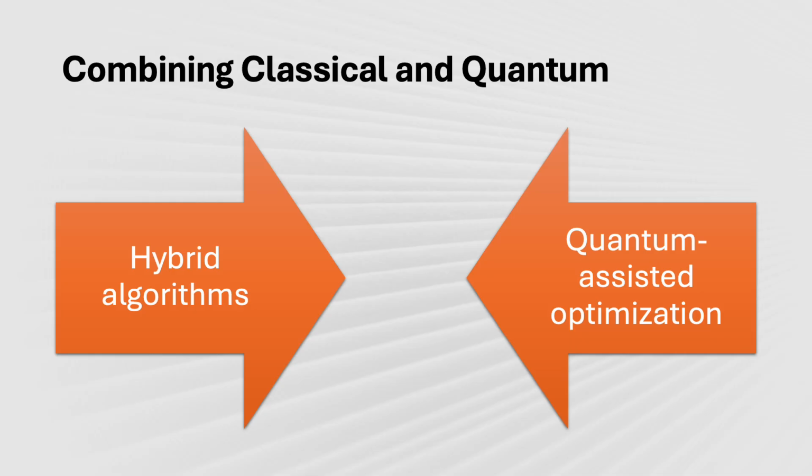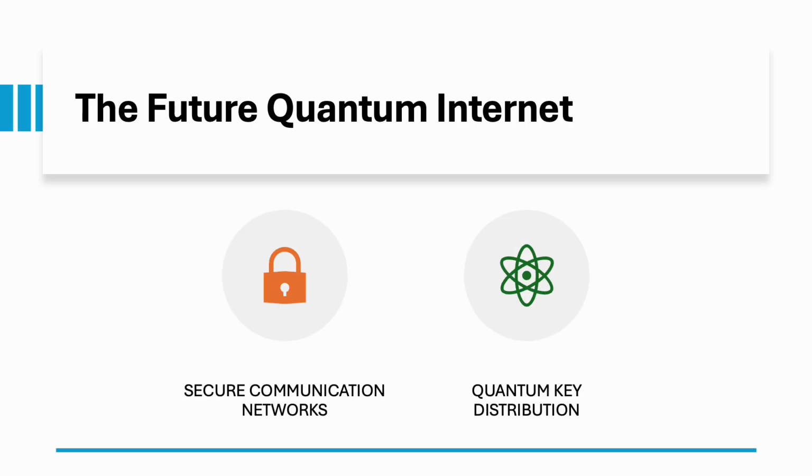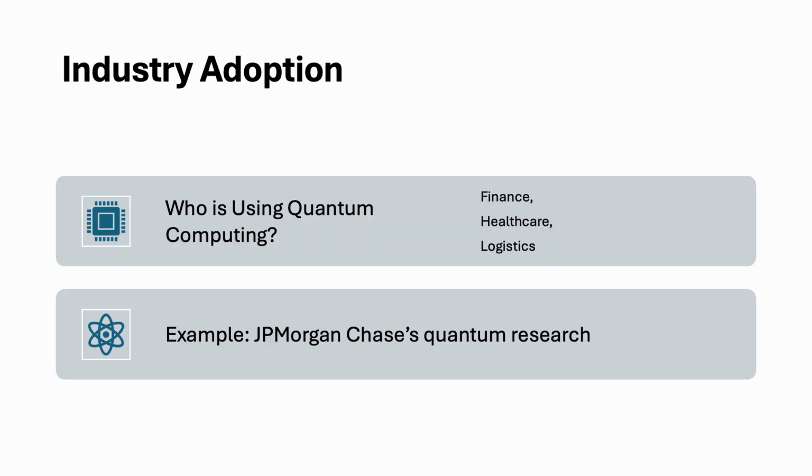So, I hope this has given you some understanding of the matter. The ethics in quantum computing, the security risk, is one ethic that we have to look at. Job displacement is another one. Impact on cybersecurity jobs, as mentioned earlier about RSA cybersecurity. The future of quantum internet, secure communication networks, and quantum key distribution. Quantum key distribution by itself is a humongous topic for us to look into. Industry adoption, who's using quantum computing: finance, healthcare, logistics, as mentioned earlier.